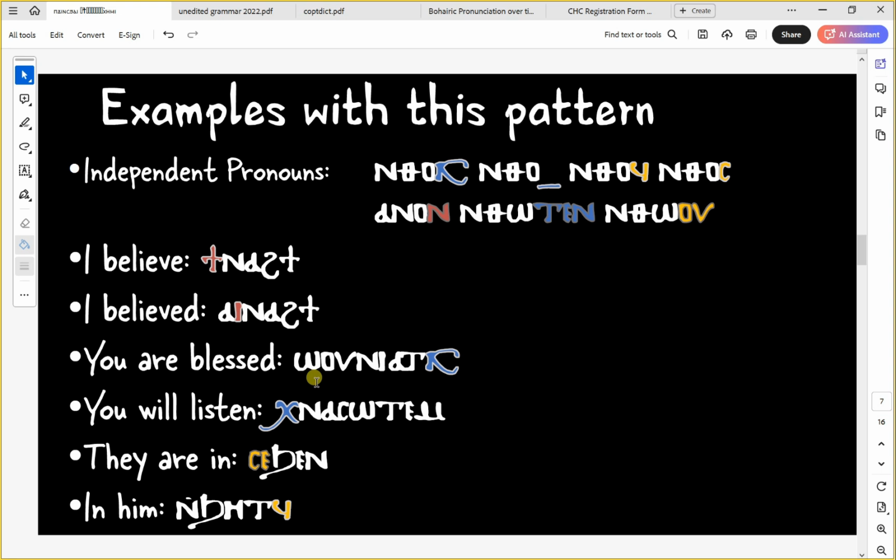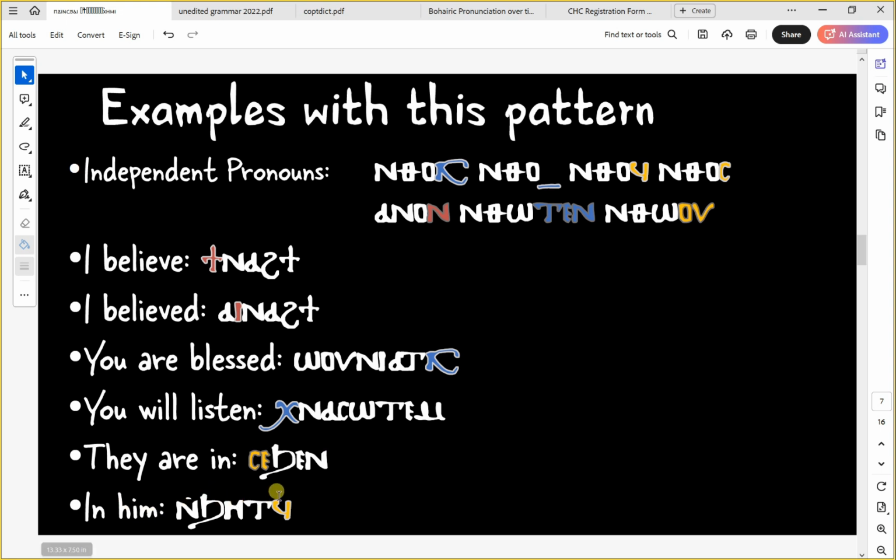Another thing you could do with the pronouns that are prefixes, so the dependent pronouns, you could also put them with certain prepositions, and then that could make a phrase. So if you want to say they are in, you just shove the word for they with the word in. So the word for in is chen, and then the word for they, if it's a prefix, is se. So se chen means they are in, or ti chen means I am in.